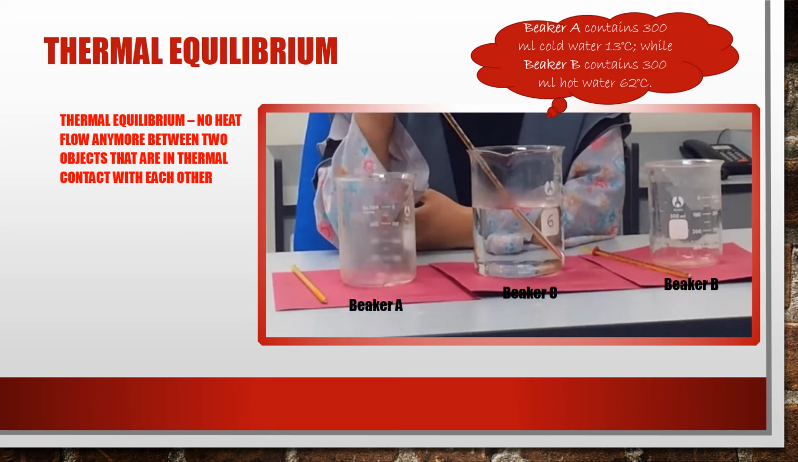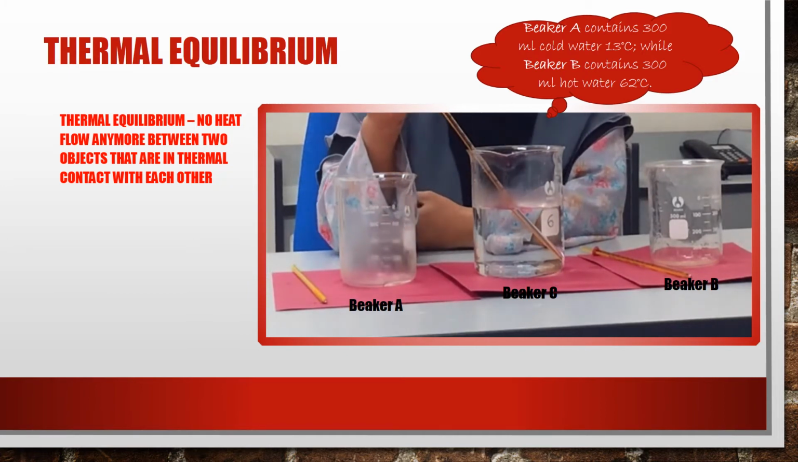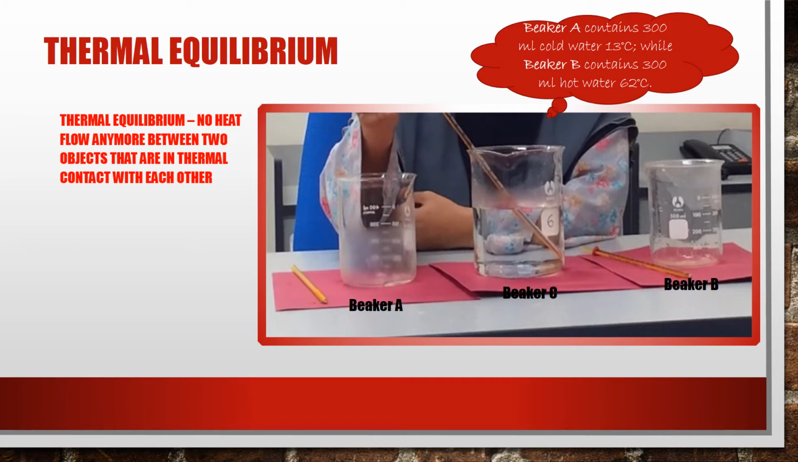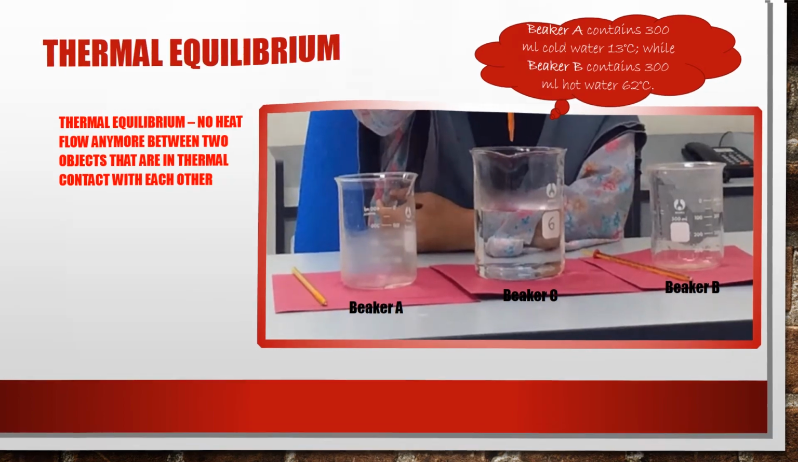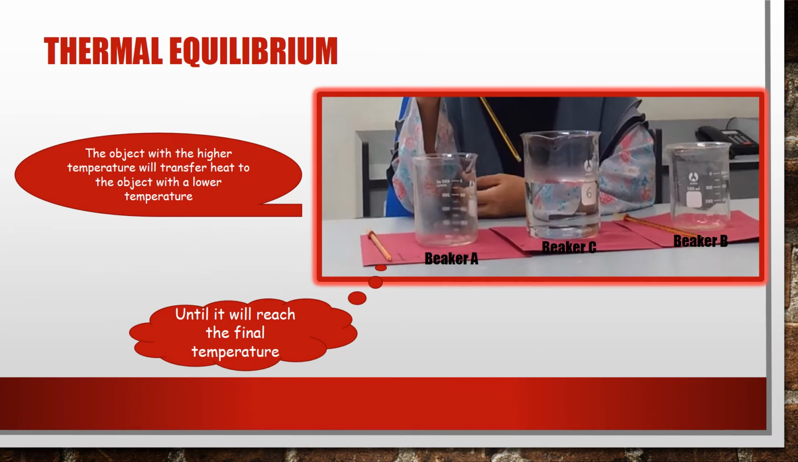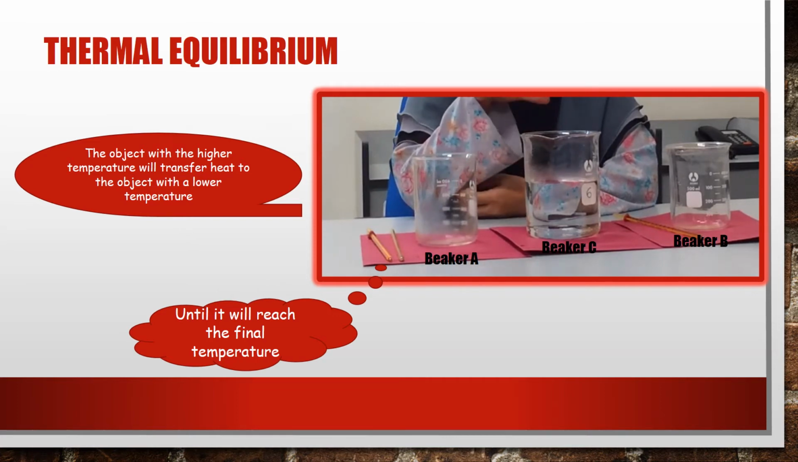What does thermal equilibrium mean? Thermal equilibrium is a condition in which there is no net heat flow between 2 objects that are in thermal contact with each other. After a second, read the final temperature of the mixture. The final temperature recorded is 40 degrees Celsius.